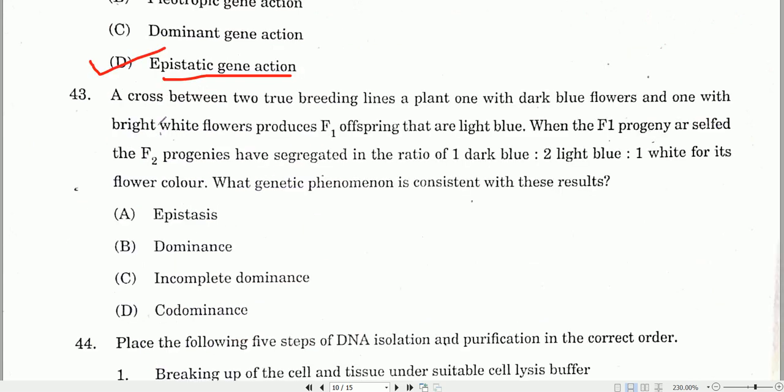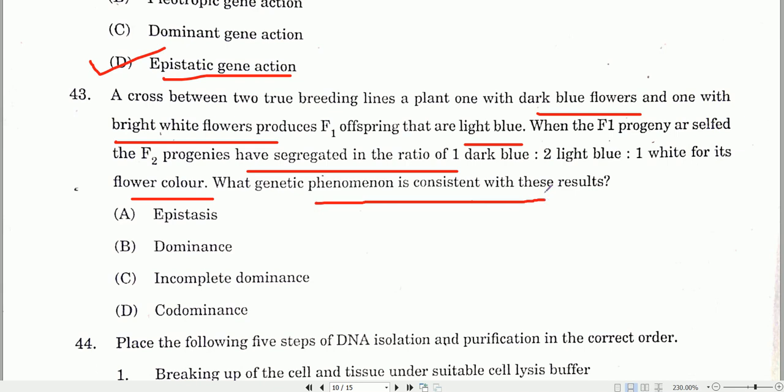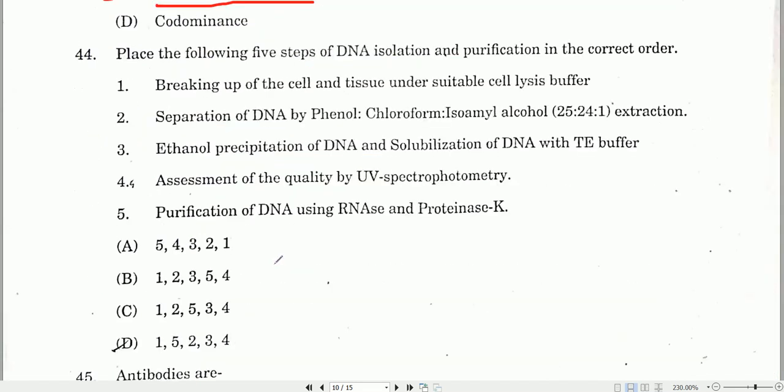Coming to question number 43. A cross between two true breeding lines of a plant, one with dark blue flower and one with bright white flower, produces F1 offspring that are light blue. When F1 progeny are selfed, the F2 progeny have segregated in the ratio 1 is to 2 is to 1, that will be 1 dark blue, 2 light blue and 1 white for flower color. So what genetic phenomenon is consistent with this result? So with this result we can say it's a kind of incomplete dominance. So option C will be the correct one. Coming to question number 44.